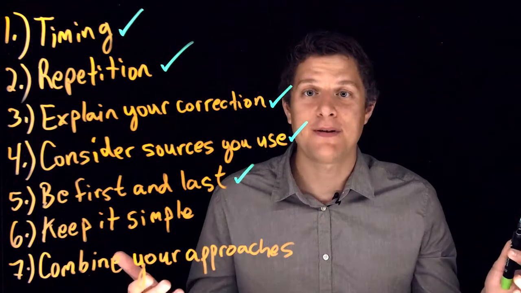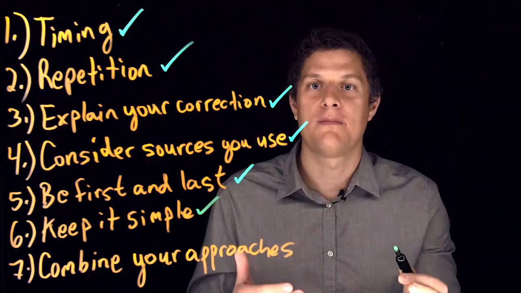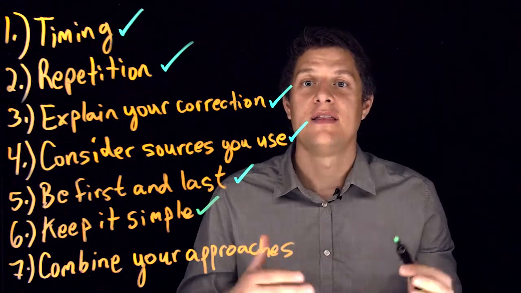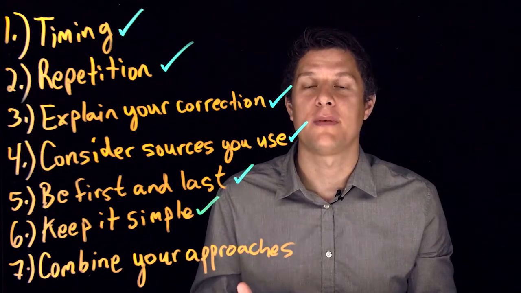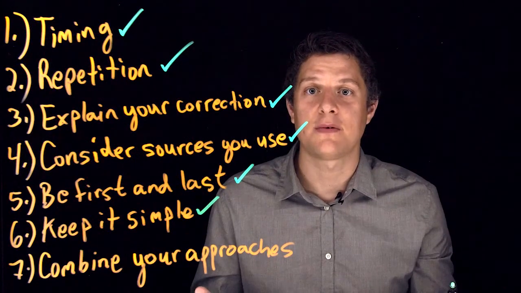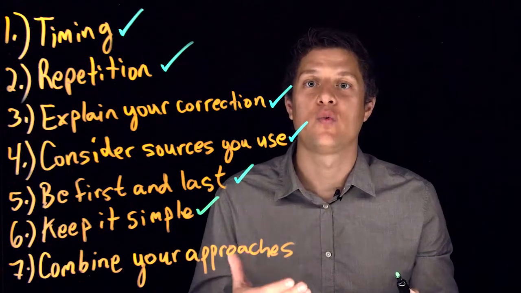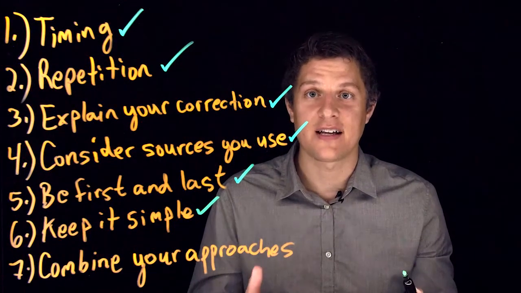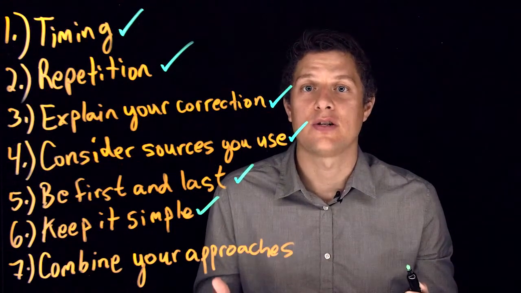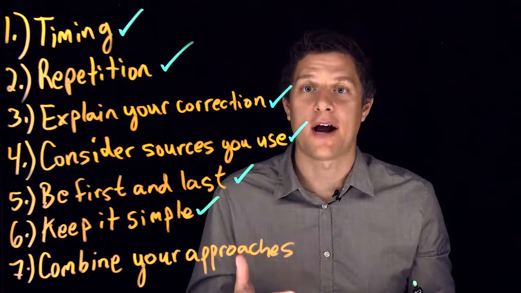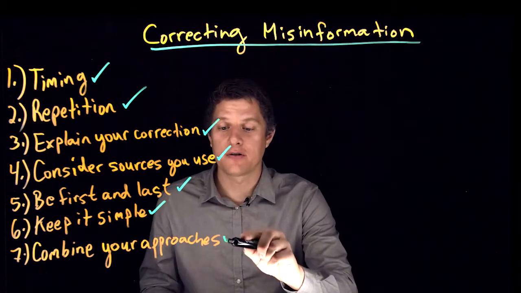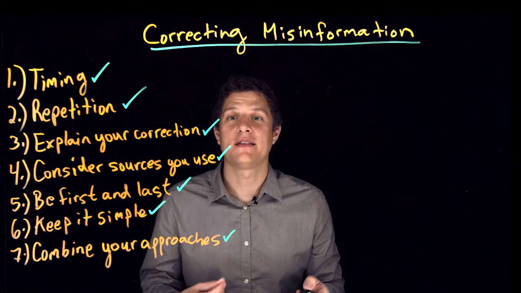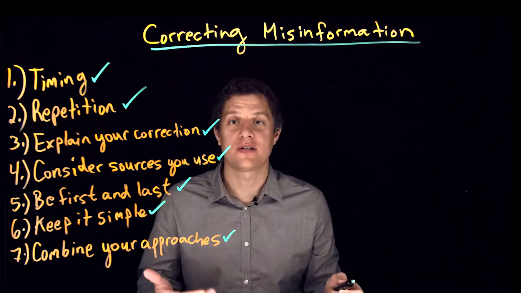Number 6, keep it simple. Always remember when you are correcting misinformation to do so in plain language. This expands the audience for your information. It makes the information understandable to everyone and easier to recall. Public health officials often have a hard time translating scientific concepts into plain language. This can be overcome with practice. Number 7, combine your approaches. When countering the spread of misinformation, consider combining the different best practices we just discussed.